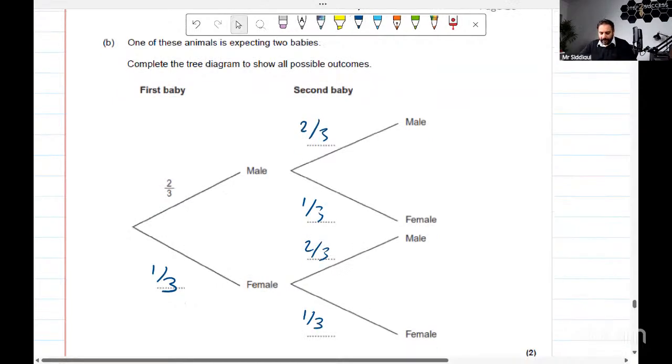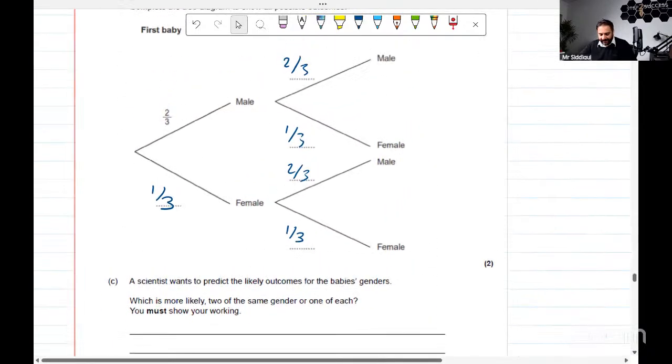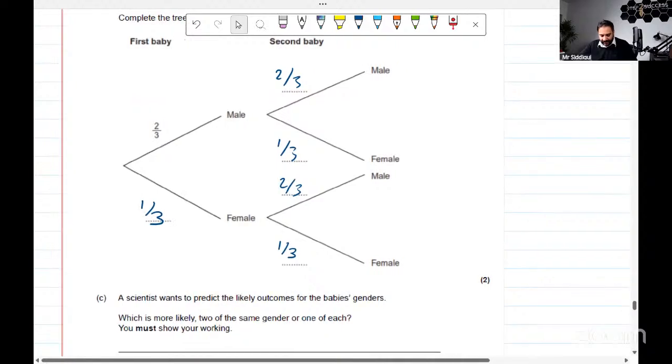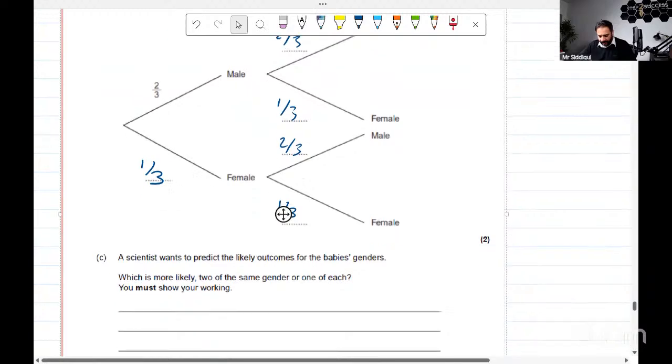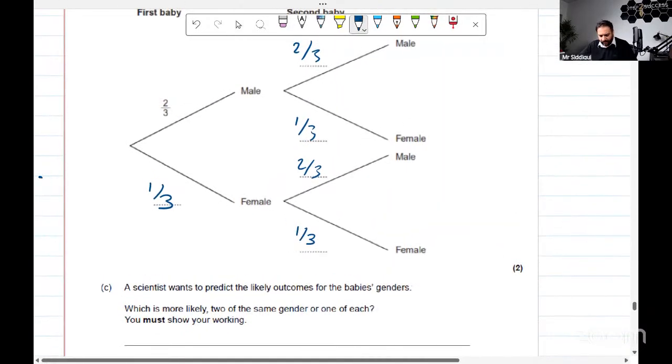Okay, see here. Done that. And then a scientist wants to predict the likely outcomes for the baby's genders. Which is more likely? Two of the same gender or one of each? That's quite a lot of marks, this. Okay, well, two of the same gender. How do you get two?